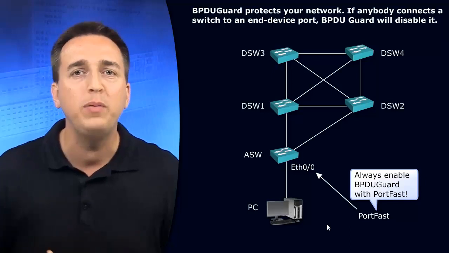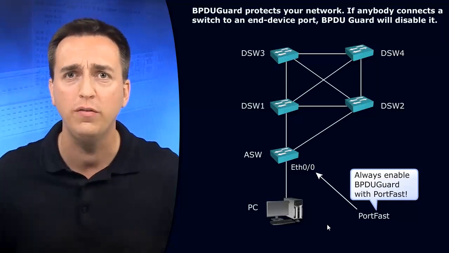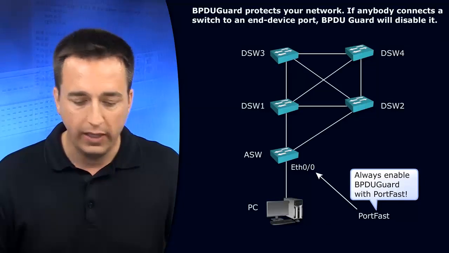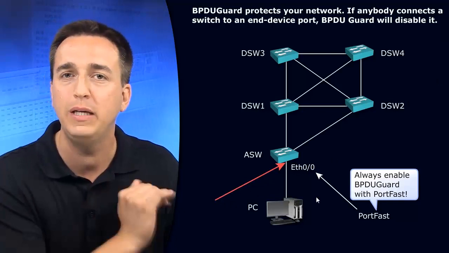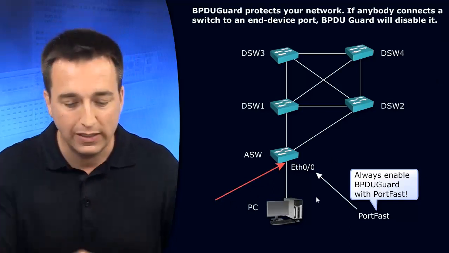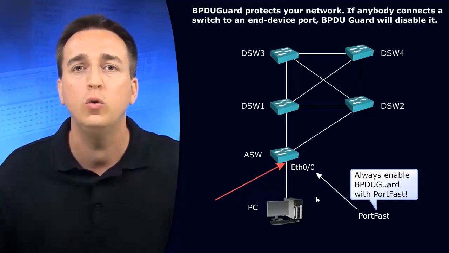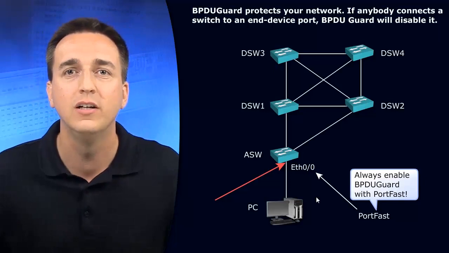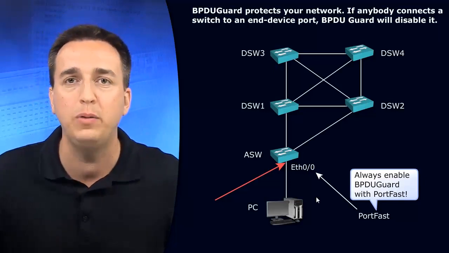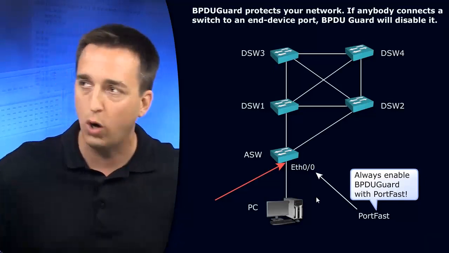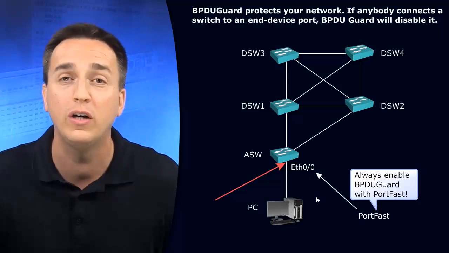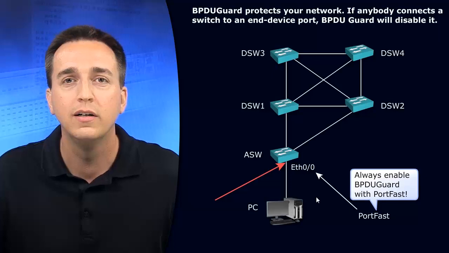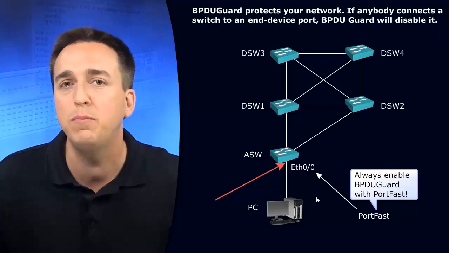And what type of BPDUs are we trying to guard ourselves from? All of them. Why? Because the interfaces we enable it on should not be receiving BPDUs at all. For example, this interface is connected to who? An end station. Will that end station ever send BPDUs? No, not unless it's a rogue malicious device that's trying to infect the network with bogus BPDUs. Other than that, we shouldn't receive BPDUs on that interface.